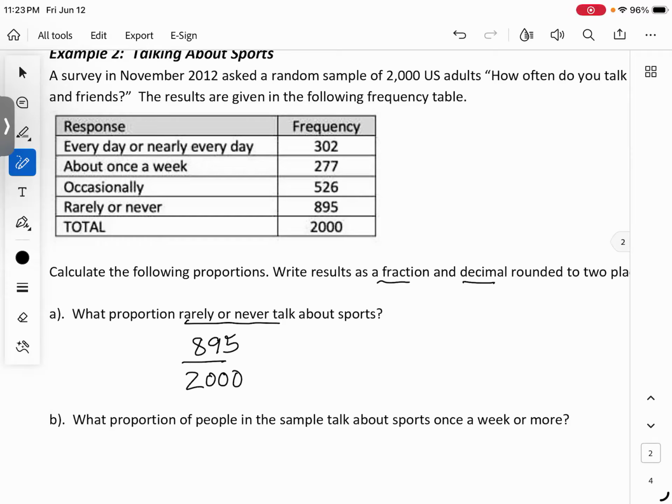Again, I'm going to just put that in my calculator, make sure that I have it all nice and good. 895 divided by 2000, you get 0.4475. And if this time we're only rounding to two, that'd be 0.45.